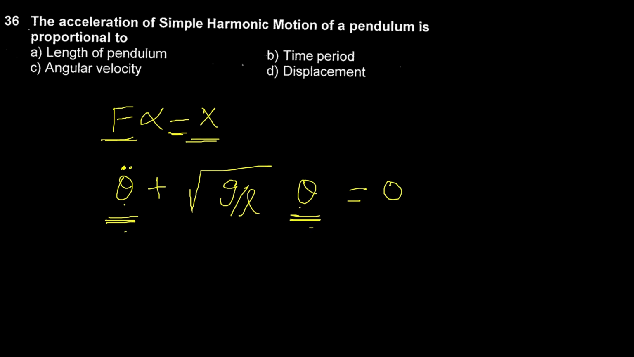We can clearly state that angular acceleration is directly proportional to the displacement theta. The correct answer is option D. Similarly, for any system which executes simple harmonic motion, force is directly proportional to displacement. So, acceleration has to be proportional to the displacement.